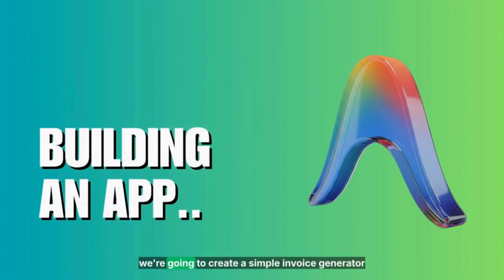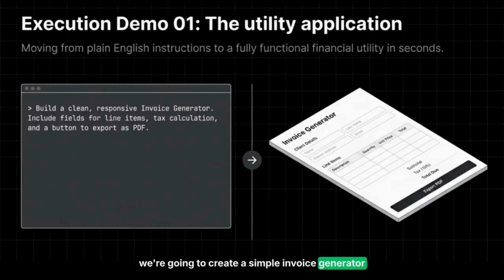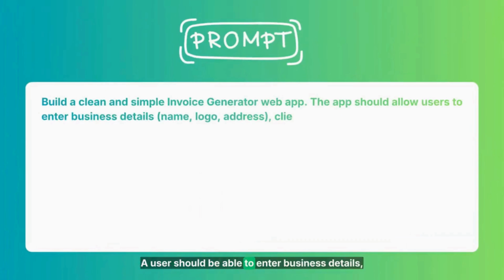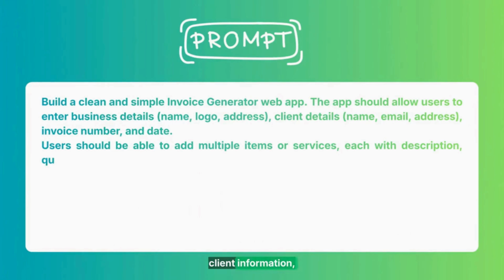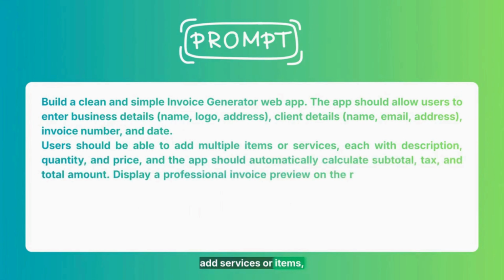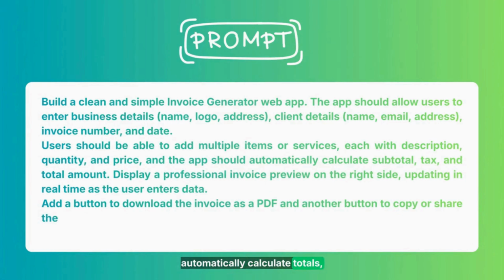For this demo, we're going to create a simple invoice generator app using Google Antigravity. This is a very practical tool that freelancers, agencies, and small businesses use to quickly generate professional invoices for their clients. The idea of this app is simple. A user should be able to enter business details, client information, add services or items, automatically calculate totals, and generate a clean, professional invoice.